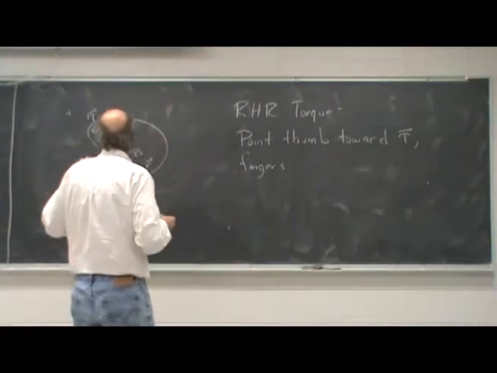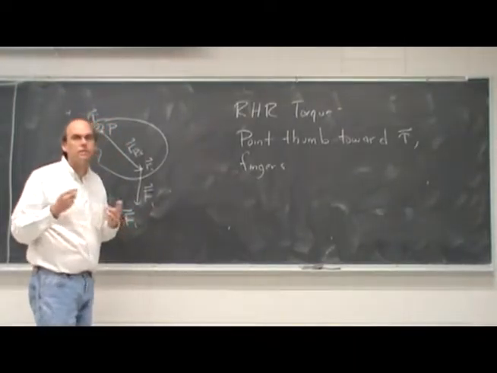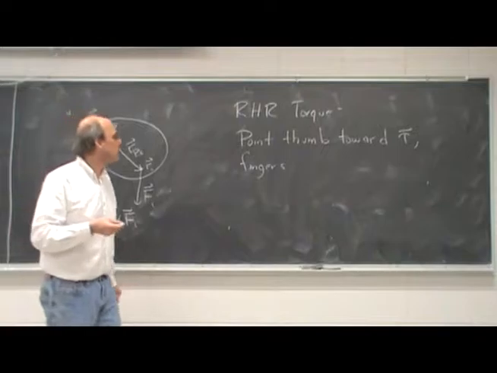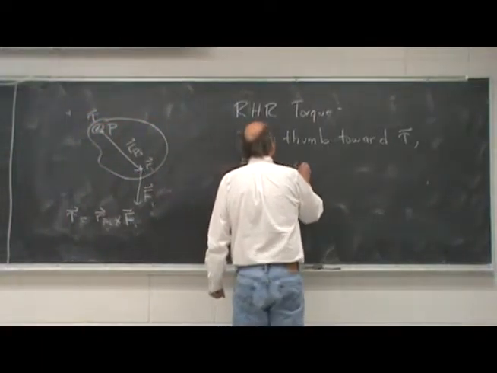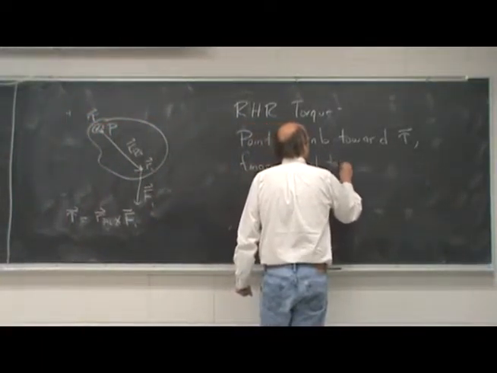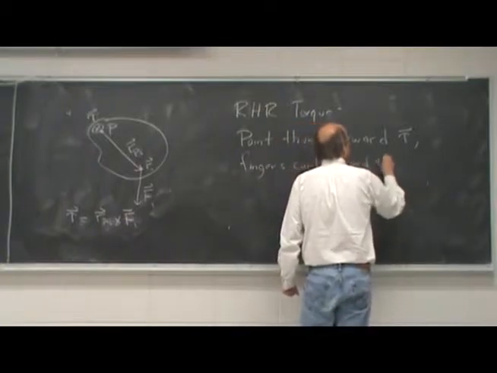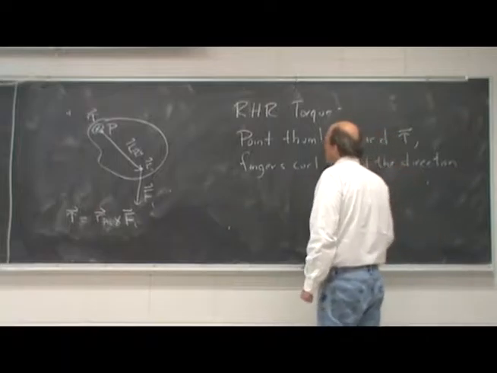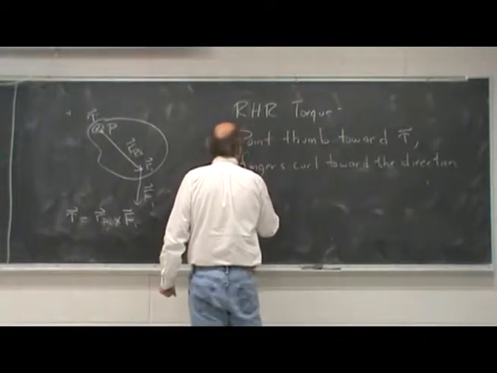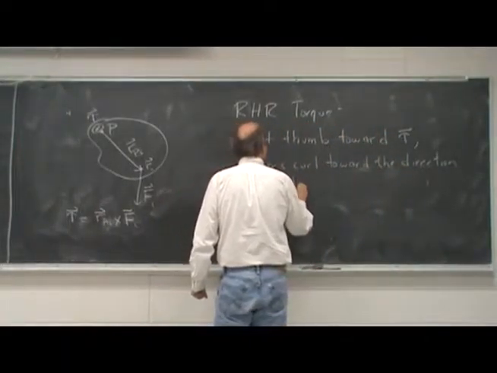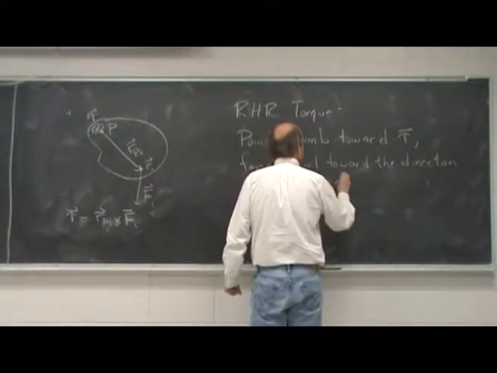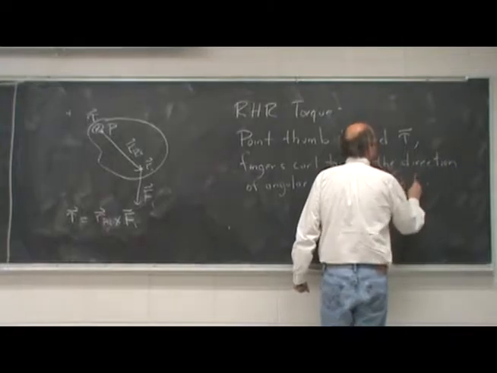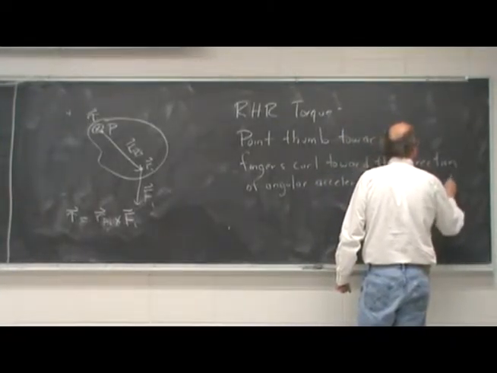So generally when we're looking at torque, we'll put a torque on something and see which way it rotates. So the angular acceleration will be in the same direction as the initial rotation. So the fingers curl toward the direction of the angular acceleration, which is the direction of the initial rotation.